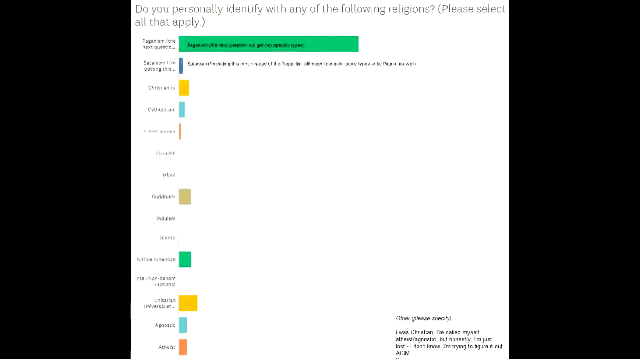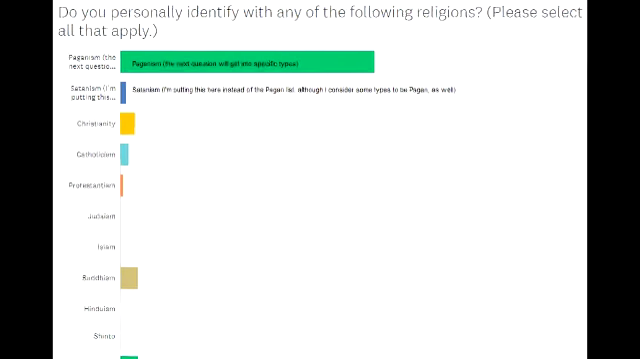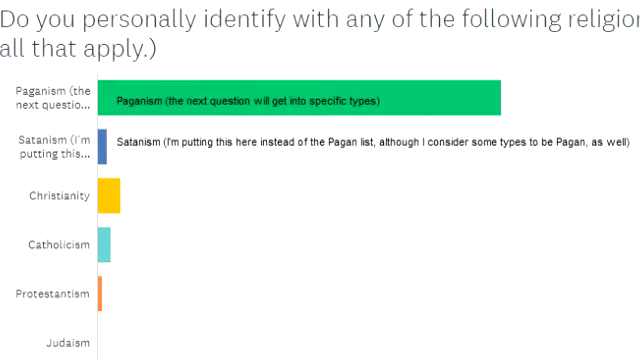This one I really have to zoom in on for you. I have to zoom in on it myself. This was a big one. This was, do you personally identify with any of the following religions? Please select all that apply.